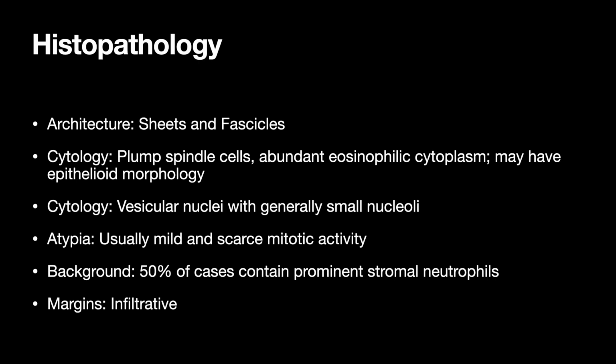On histology, the architecture will be sheets and fascicles. Cytologically, you'll have plump spindled cells with abundant eosinophilic cytoplasm. It may have an epithelioid morphology. You can see vesicular nuclei with generally small nucleoli. Usually there's mild atypia and scarce mitotic activity. In the background, 50% of cases contain prominent stromal neutrophils, so that could be a hint. And the margins are infiltrative.